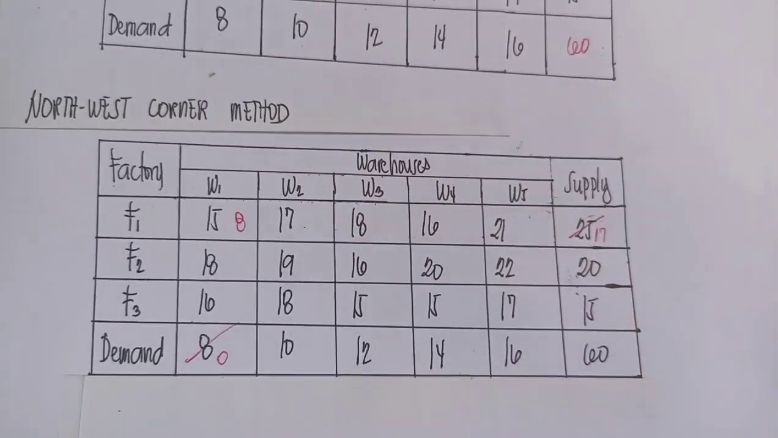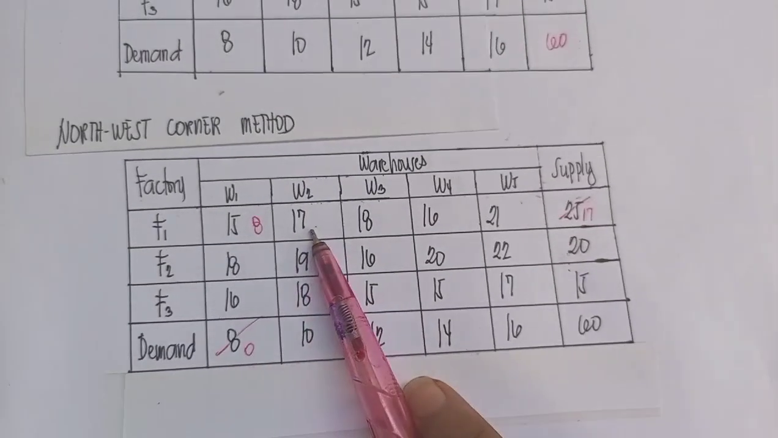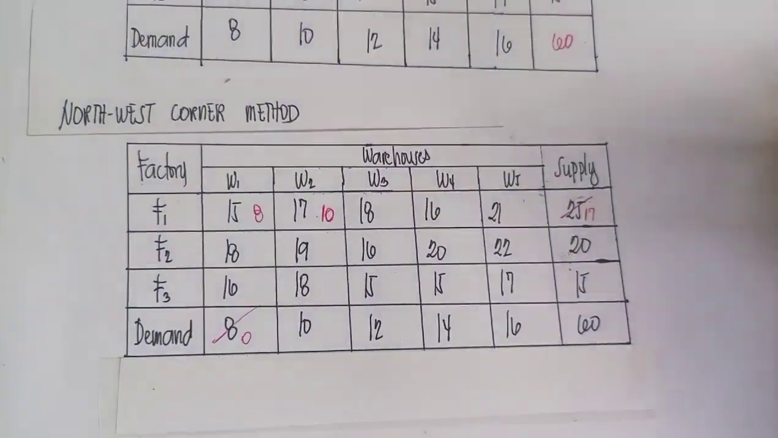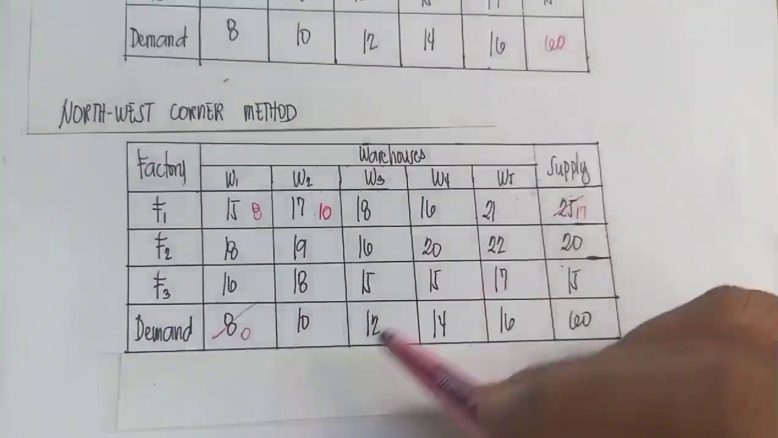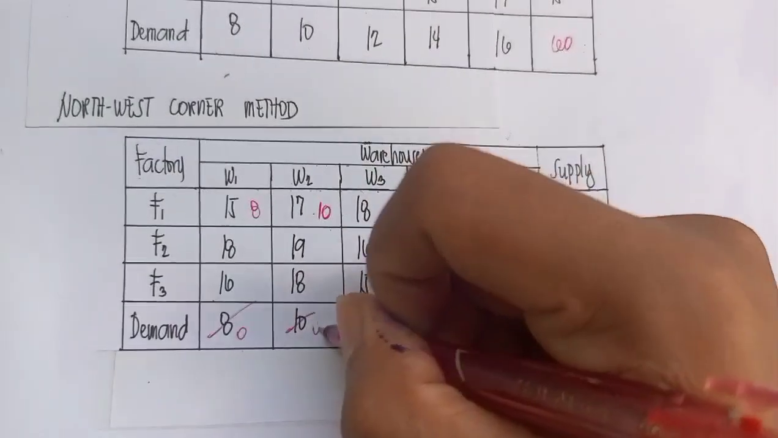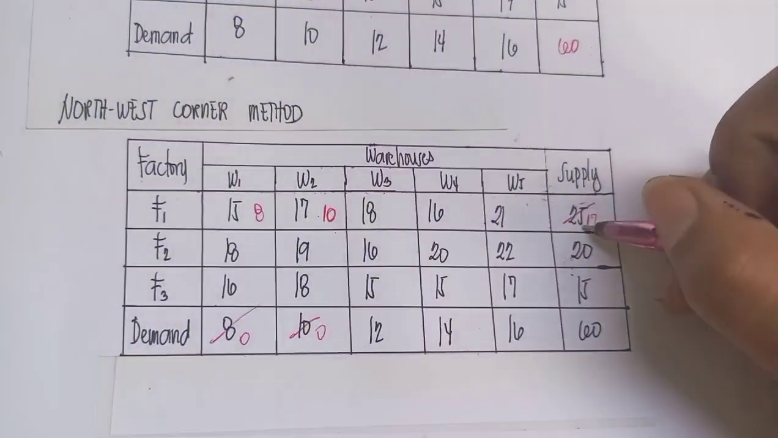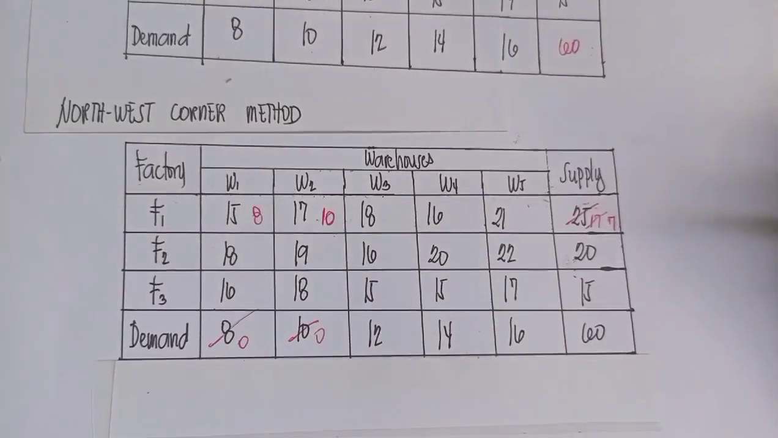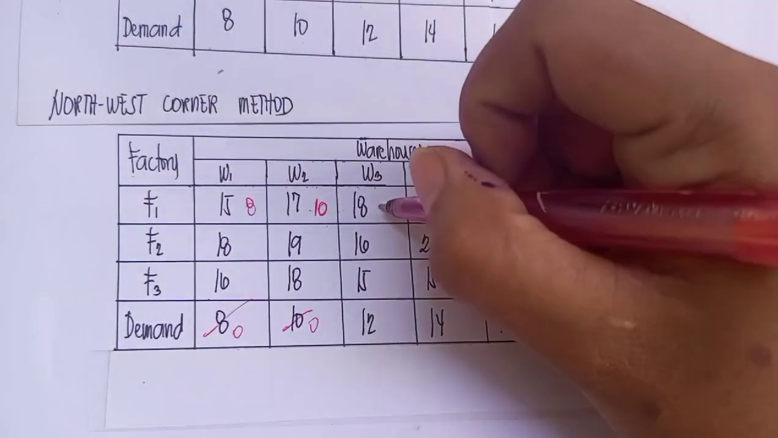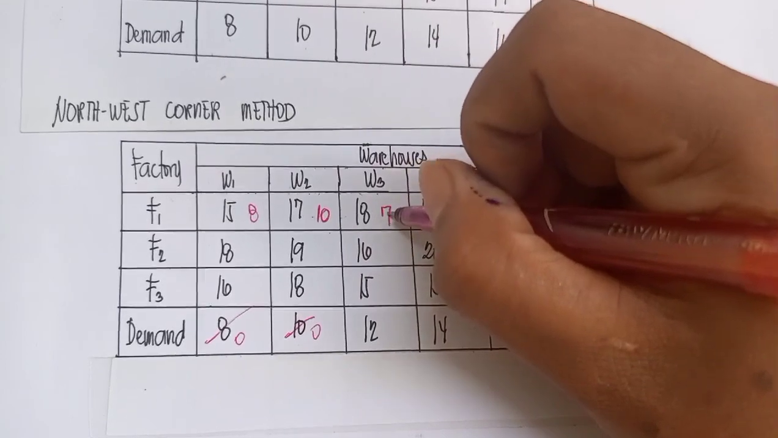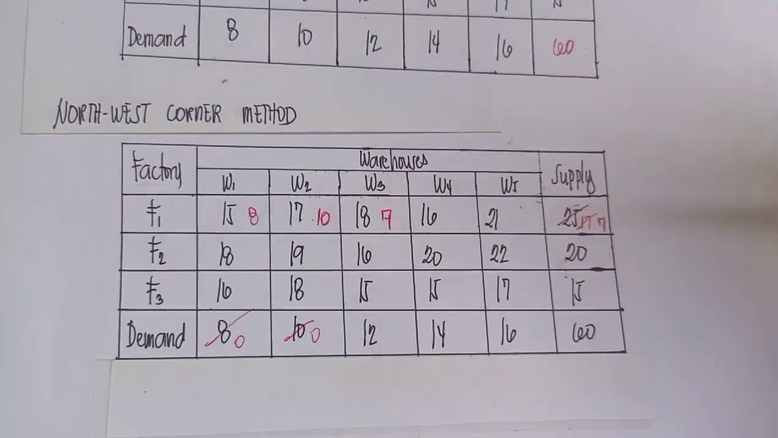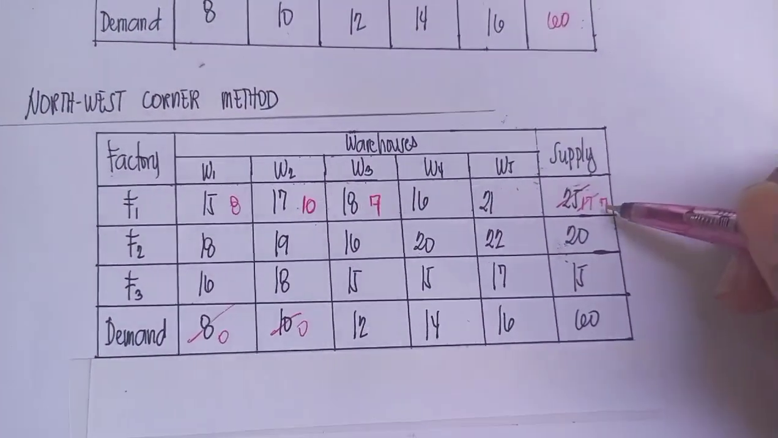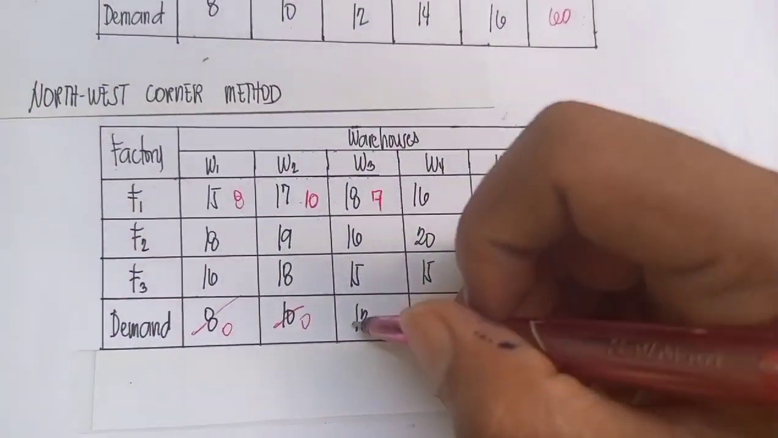Now, move horizontally and assign 10 units to the cell F1W2. The demand of destination W2 is fulfilled and the supply is still in surplus. So continue to move horizontally and assign 7 units to the cell F1W3, since we are left with 7 units to satisfy the supply, while its demand has only 5 units.